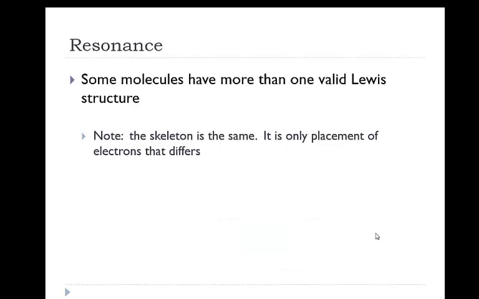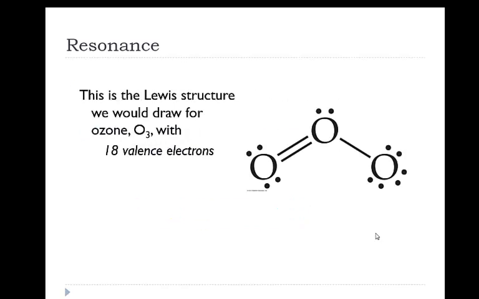Some molecules can have more than 1 valid Lewis structure. Remember, in this case, the skeleton is the same. We're not moving atoms, we are only moving electrons, so it is only the number of bonds that get changed. Let's look at an example of ozone. We've drawn a valid Lewis structure. Each of the oxygens has an octet, and there are a total of 18 valence electrons.